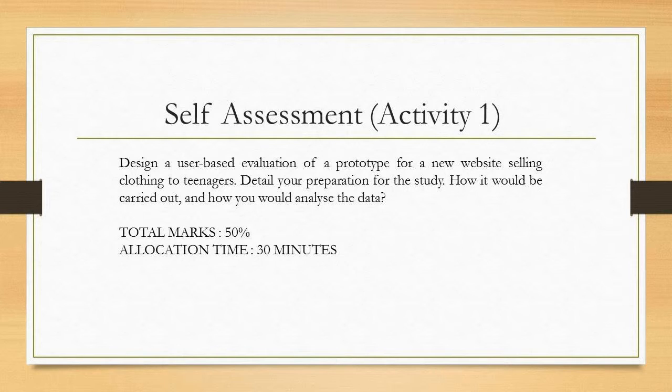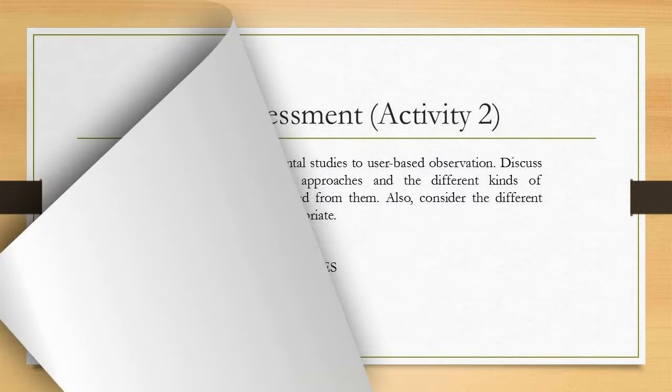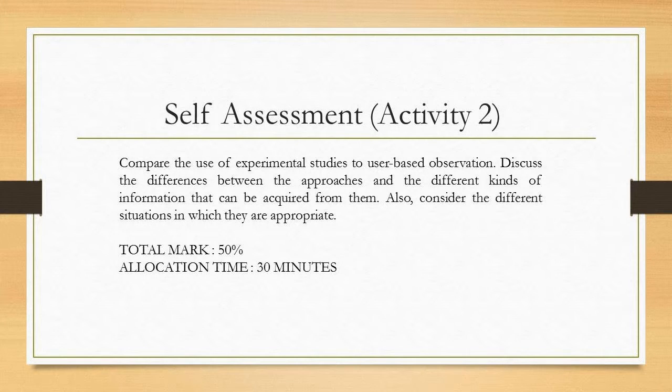Activity 1. Design a user-based evaluation of a prototype for a new website selling clothing to teenagers. Detail your preparation for the study, how it would be carried out, and how you would analyze the data. Total marks, 50%. Allocation time, 30 minutes. Self-assessment.